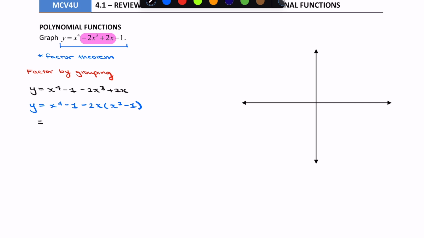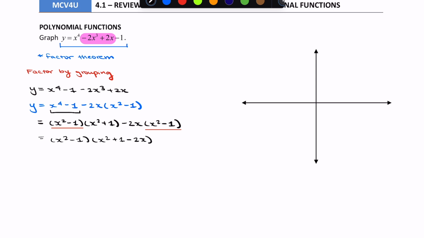Here we notice again that x to the power of 4 minus 1 is a difference of squares, and so we can rewrite this as x squared minus 1 and x squared plus 1, and we're left with negative 2x times x squared minus 1. Here we see that we can factor out a common factor of x squared minus 1. If we factor out x squared minus 1, what we'll have left over is x squared plus 1 minus 2x.